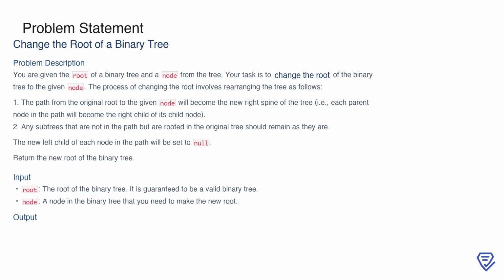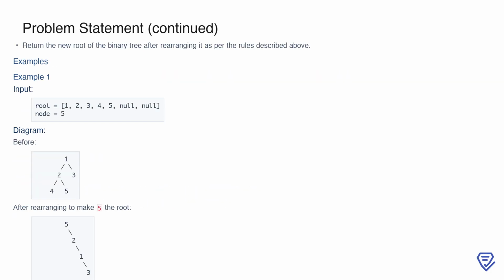This means that each parent node in this path becomes the right child of its child. Subtrees that are not part of this path should remain unchanged, and all left children along the path will be set to null. Ultimately, your goal is to return the new root of the binary tree after performing this transformation. The output of the function is simply the new root of the rearranged binary tree.